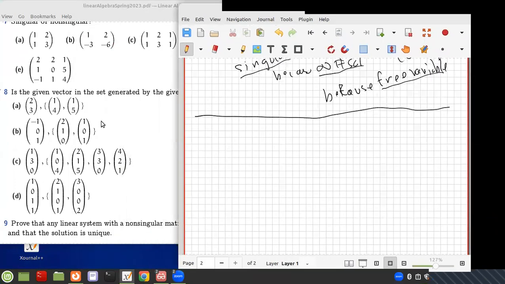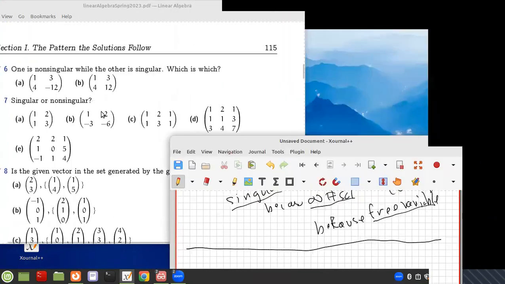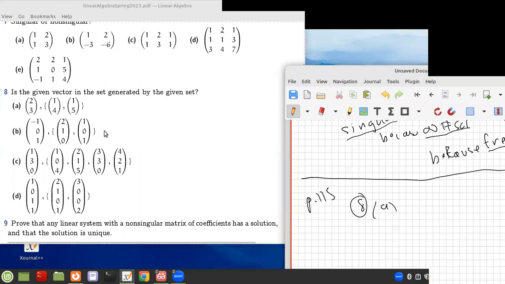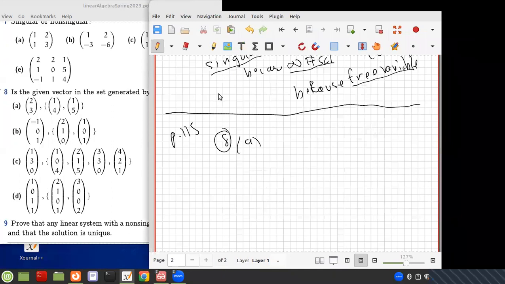Okay. So it says, here's a set of problems. This is on page 115, number 8. Let's look at the first one, A. The question is: is the given vector in the set generated by the set? How do we find this out? We haven't really covered it, but let me tell you what "generated by the set" means.